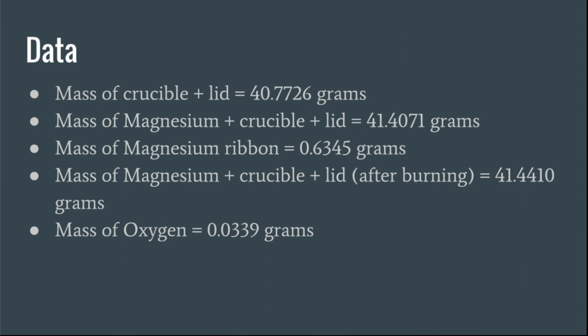This was our data. The mass of crucible and lid was 40.7726 grams. The mass of magnesium and the crucible and lid was 41.4071 grams. The mass of magnesium ribbon alone was 0.6345 grams. The mass of the magnesium and crucible and lid after being burnt was 41.4410 grams. The mass of oxygen was then determined to be 0.0339 grams.